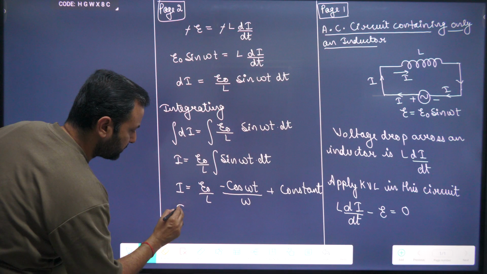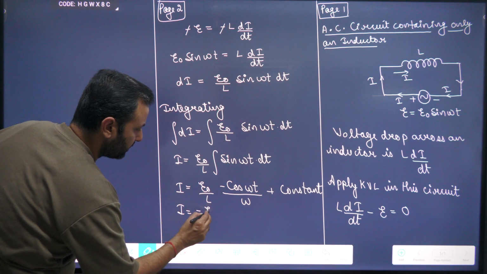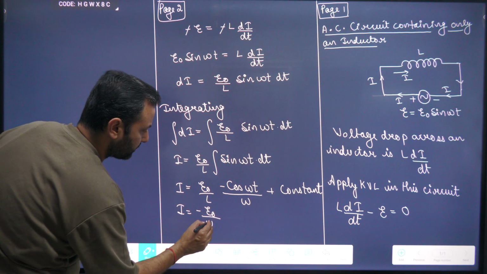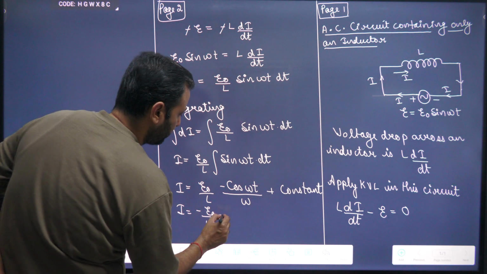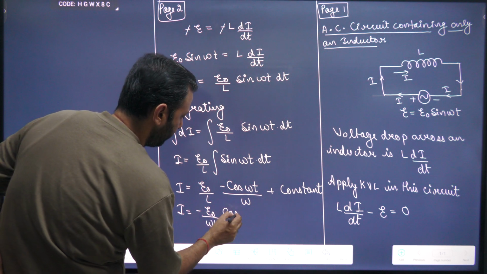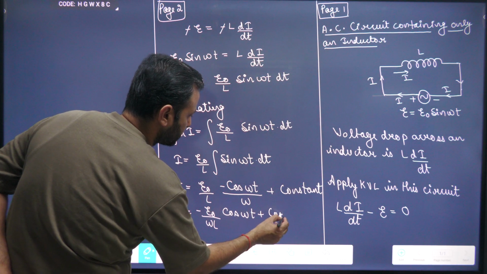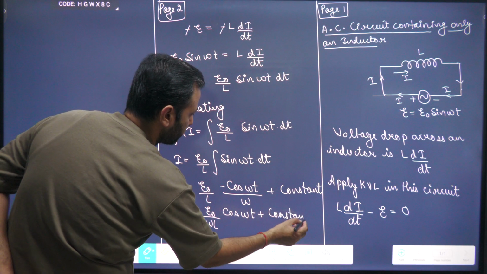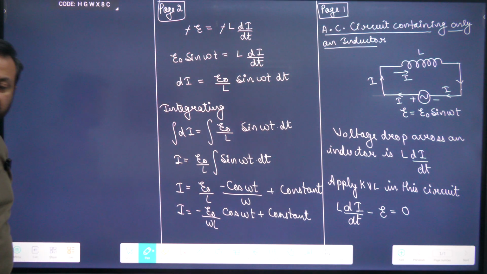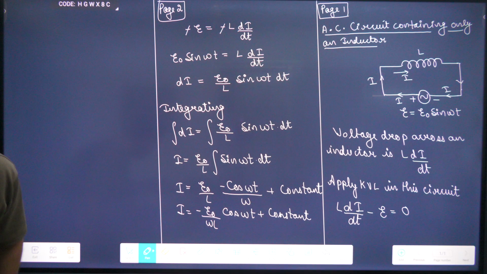Now I is equal to minus E naught upon omega L cos omega t plus constant. Now tell me, is that clear to you till now? Yes, 1, 2, 3. Okay.